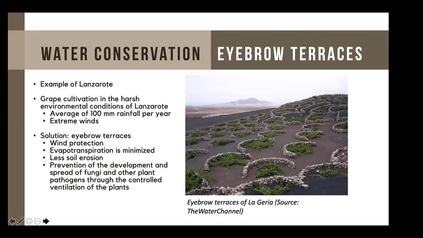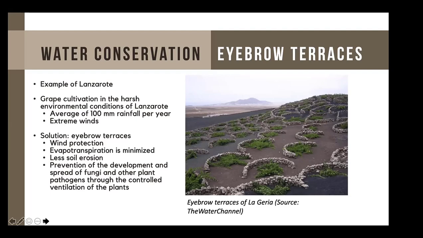So the farmers then shifted from cereal to grape cultivation, and they had to show extreme adaptive capacity for this and really strive to work with nature to maximize agricultural land productivity under these new extreme environmental conditions. So also to compound how difficult this was for them, the island has an average rainfall of only 100 millimeters per year and really extreme winds, very exposed to the ocean. So how did the farmers enable the thriving of their crops despite this water scarcity and extreme wind? The answer is in fact eyebrow terraces.